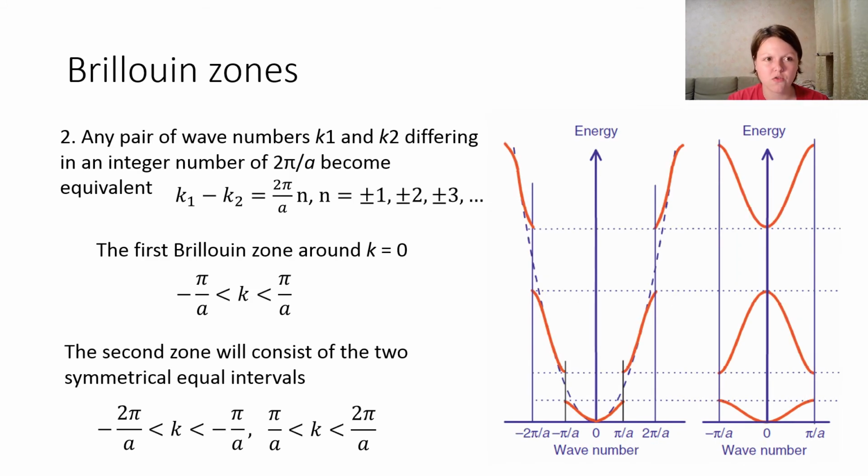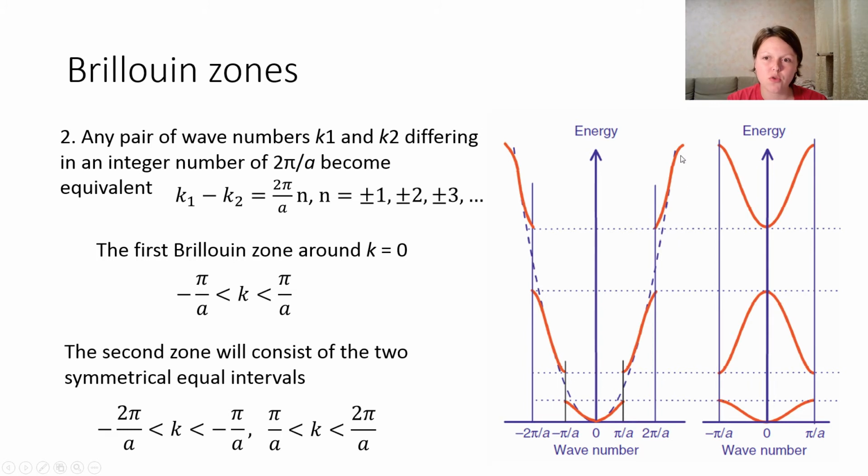The second interesting feature is that any pair of wave numbers, for example K1 and K2, that differ by an integer number of 2π divided by a become equivalent. What does it mean? It means that if we have such a discontinuous energy spectrum and we have this energy branch, we can say that it is equivalent to the same energy branch standing closer to the zero. And if we have this energy branch, it is equivalent to this energy branch standing closer to the zero also.